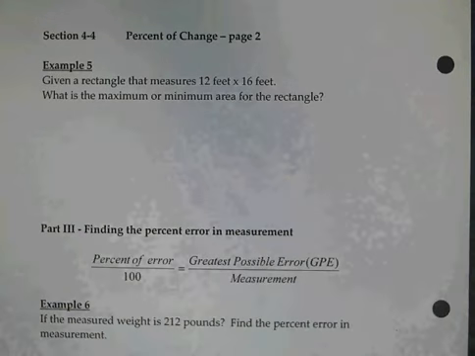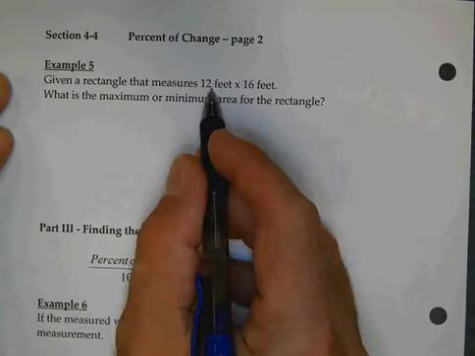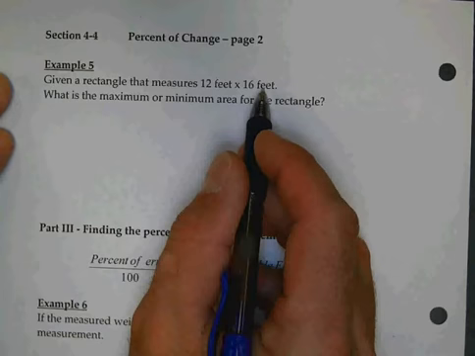All right, so we keep going here. As we're talking now, the next little piece talks about estimation, maximum and minimum. And it's going to use greatest possible error to do so. So here we have our measurements, that's 12 feet by 16 feet.